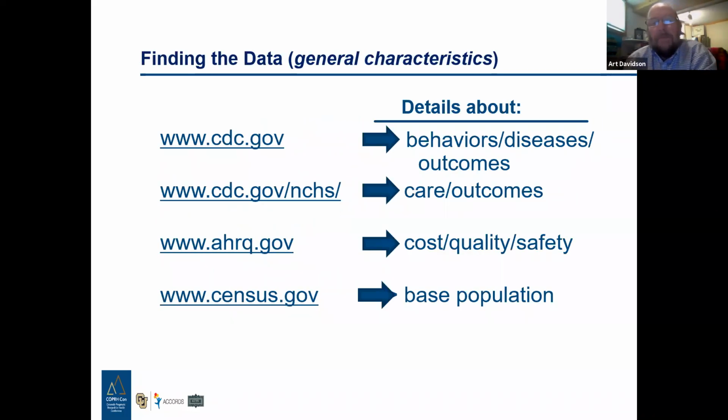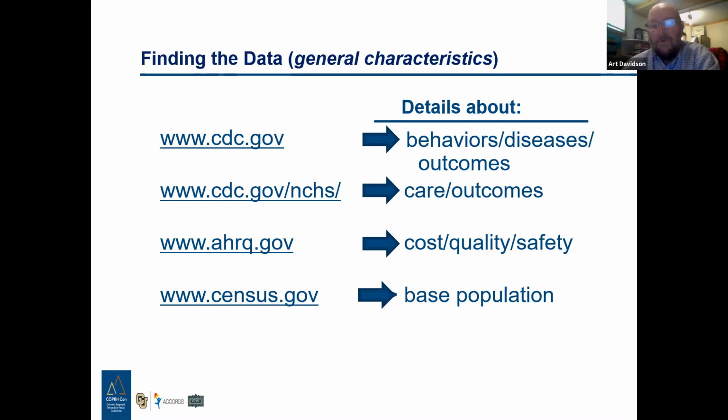Here are just some typical sources of data. There are 4 of them we listed here. I think that the CDC generally focuses on, this is just general, it's not an absolute here, behaviors, diseases, and outcomes. The CDC also has information about care at the National Center for Health Statistics about care and outcomes. At AHRQ, the Agency for Healthcare Research and Quality, they focus more on cost and quality and safety.